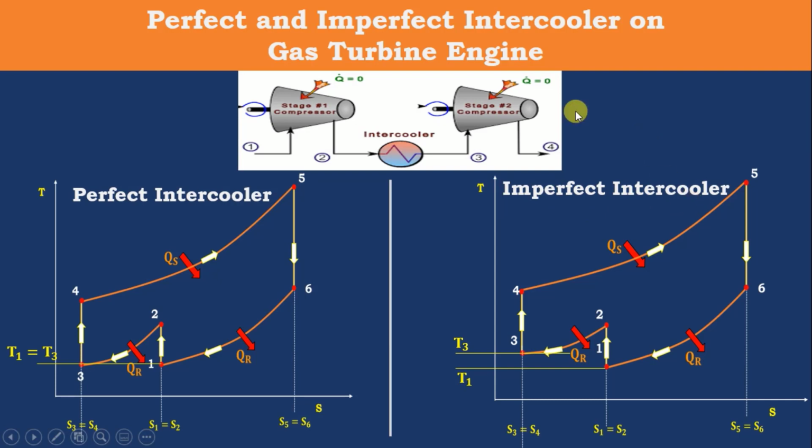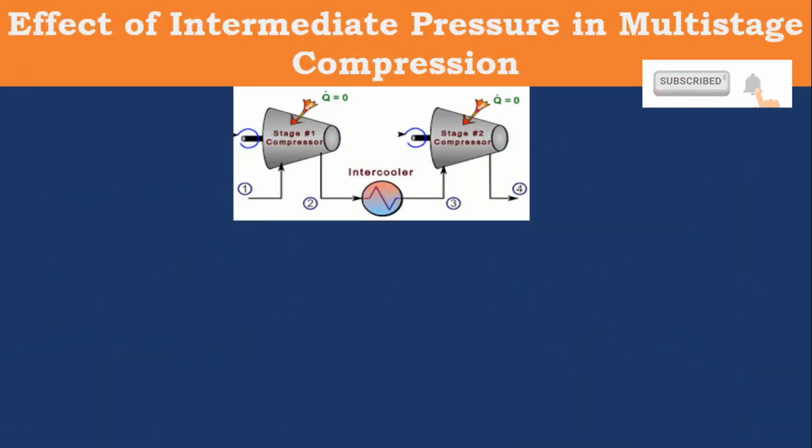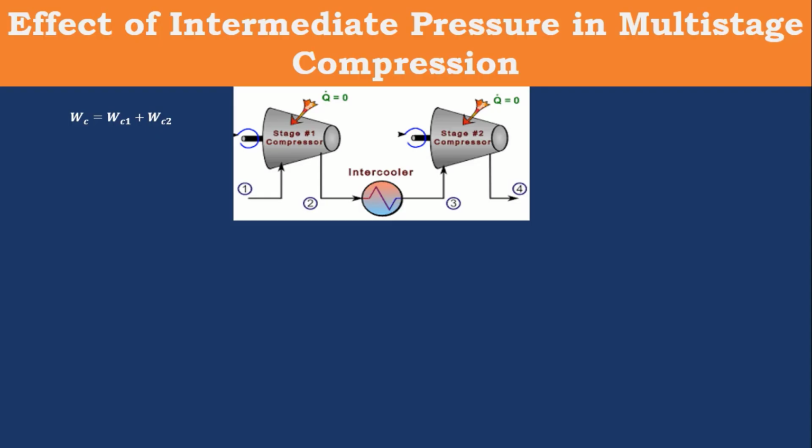Now we will discuss how to find out the intermediate pressure of the intercooler. That is P2 or P3. We know that it is constant pressure heat rejection. So we need to find out P2 or P3 because P2 is equal to P3. For that, we know that the total work given to the compressor, that is work of first compressor plus work of second compressor, that is WC1 plus WC2.